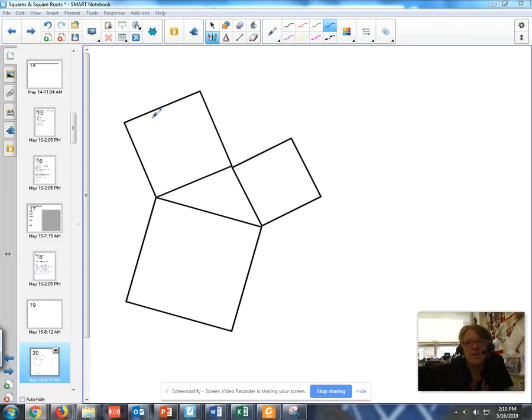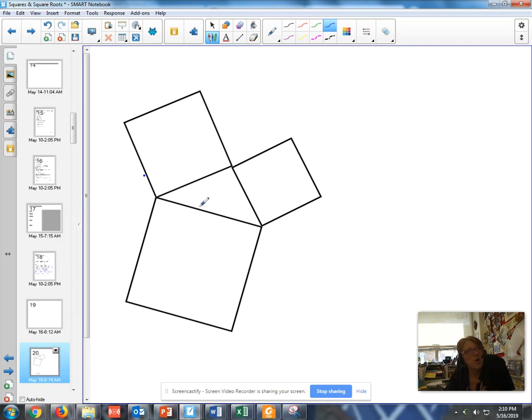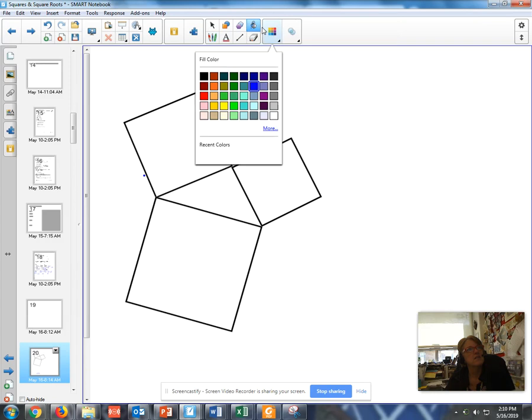Alrighty, we spent the other day kind of exploring. You were cutting out squares on graph paper, and I was making you glue them together and trying to notice what was going on with the triangle that was formed in the middle.